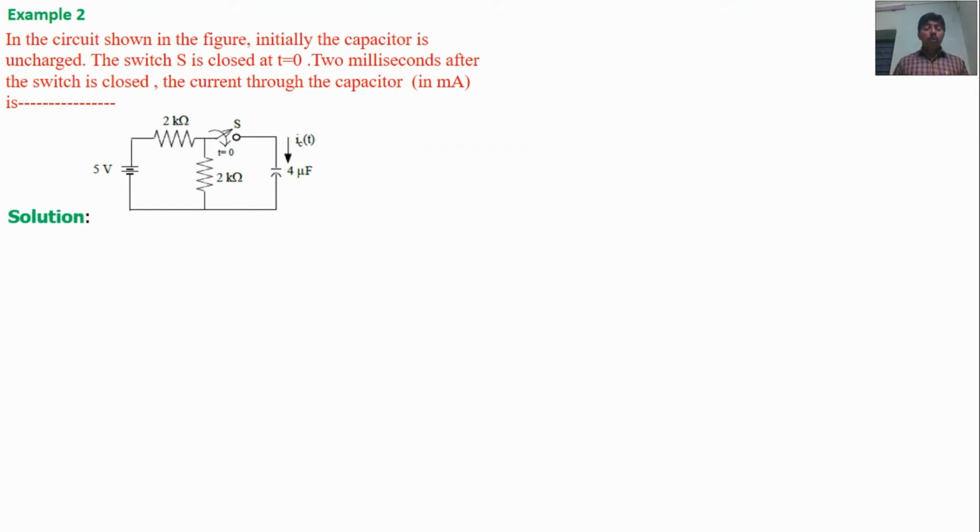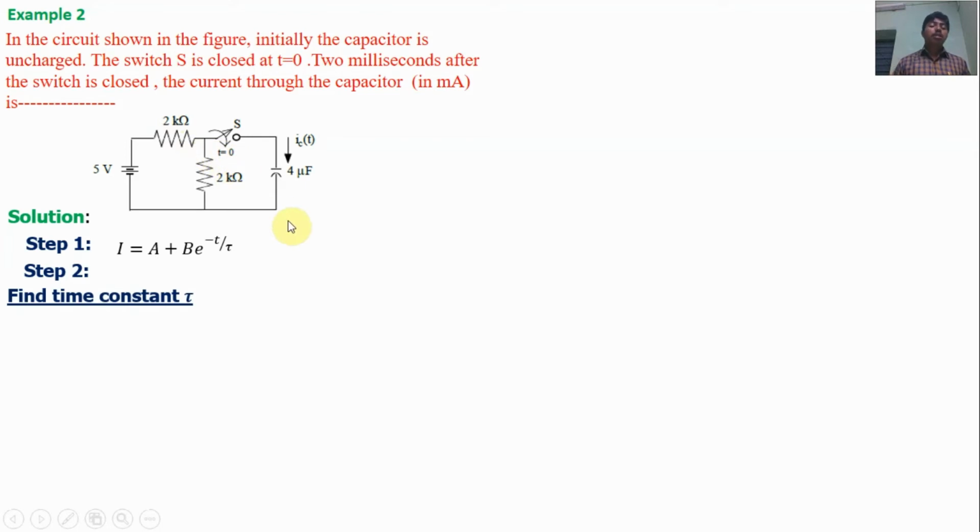Here current is required. So step 1 is I is equal to A plus B e power minus t by tau. Our objective is to find the parameters A, B and tau. Step 2 is to find the time constant tau. Here in the circuit, multiple resistors are present. So we have to convert the circuit into a single resistor circuit.